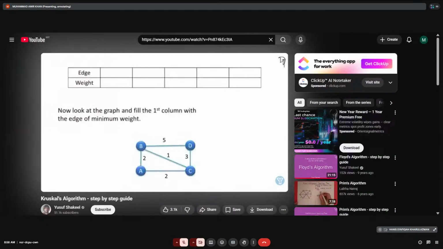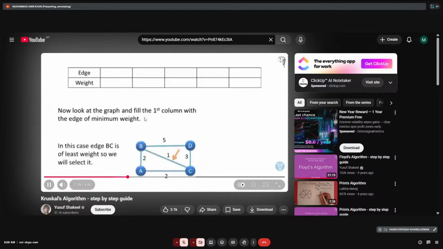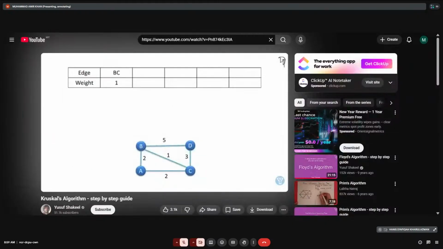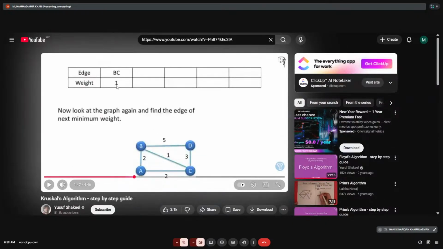Edge and weight. You have to draw the table for edge and weight. Now look at the graph and fill the first column with the edge of minimum weight. The minimum weight is, in this case, B to C. B to C is 1. So we select it: BC, and the weight is 1.